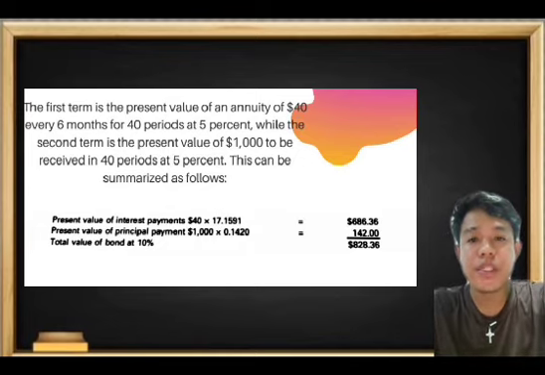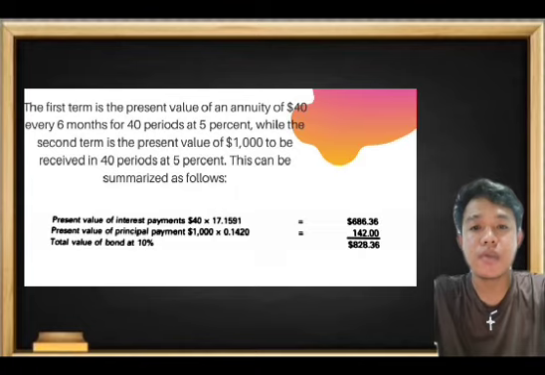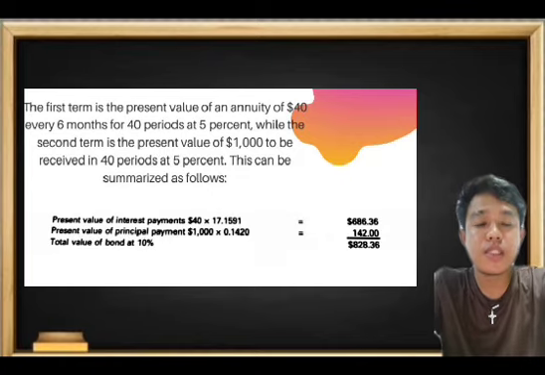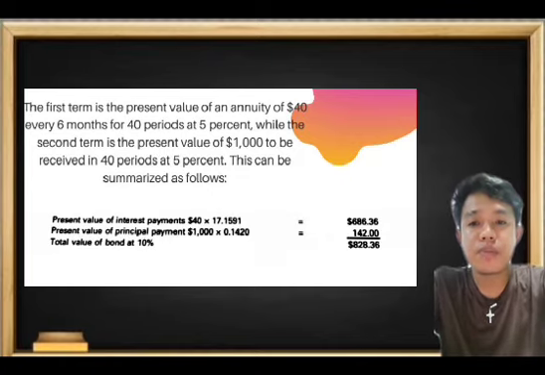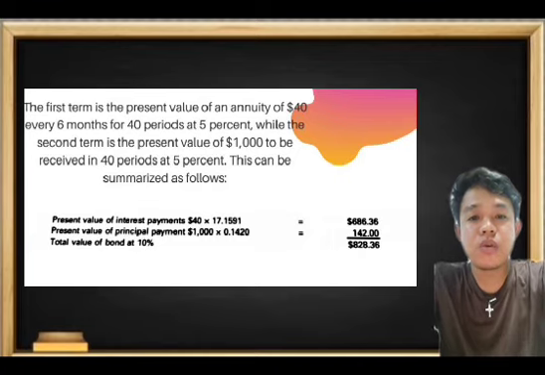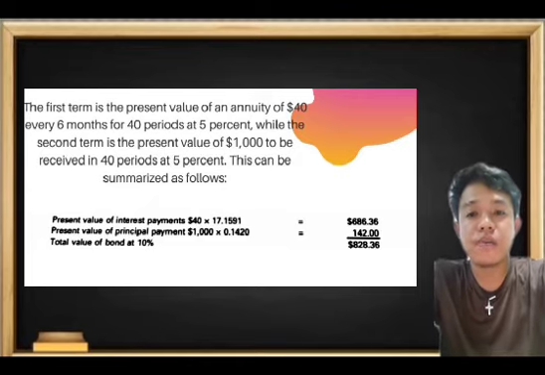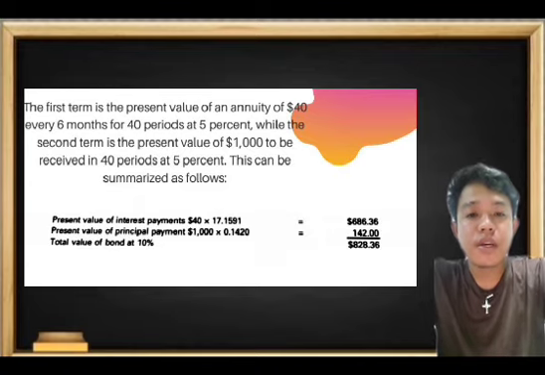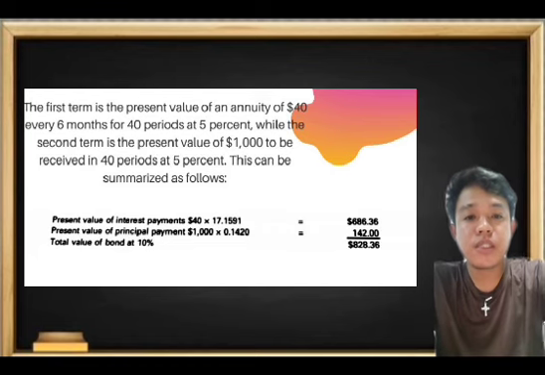Present value of the interest payment, US$40 times 17.1591, is equal to US$686.36, and the present value of the principal payment, US$1,000 times 0.1420, is equal to US$142.00. The total value of the bond at 10% is equal to US$828.36.